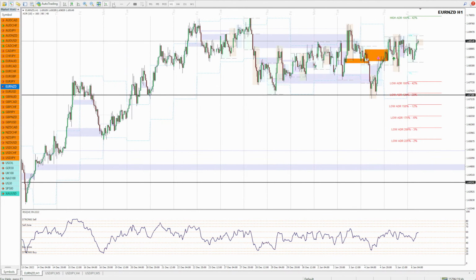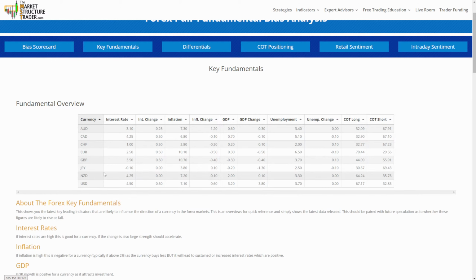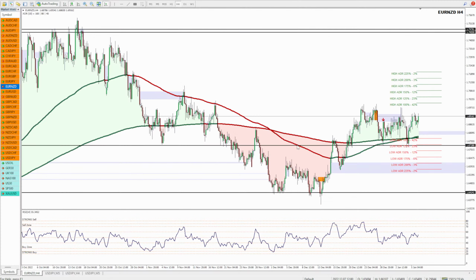Covered euro yen, euro New Zealand at the moment. That one bias wise is probably range. Yeah, so it's range bound because we've got a strong New Zealand. It's actually a little bit more negative because of the strength in the New Zealand at the moment. But New Zealand's been strong for a while, so that's probably going to start to wane.